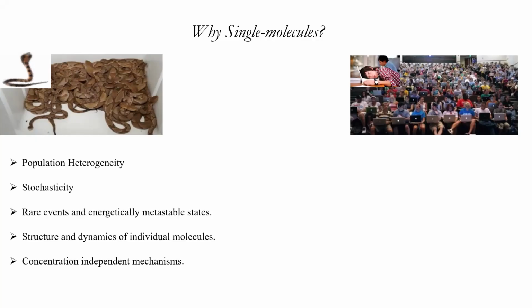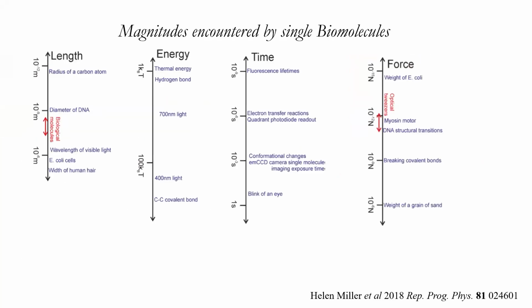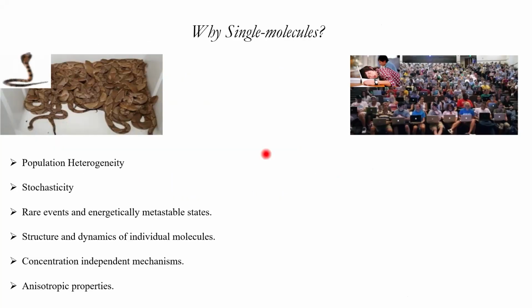The advantage of single molecule spectroscopy is that it will give you information on population heterogeneity. Population heterogeneity means how each molecule behaves differently within the same set. The conditions are the same, but each molecule behaves differently from the others. That is called population heterogeneity. It will also give you what is called stochasticity. Do you know what stochasticity is?